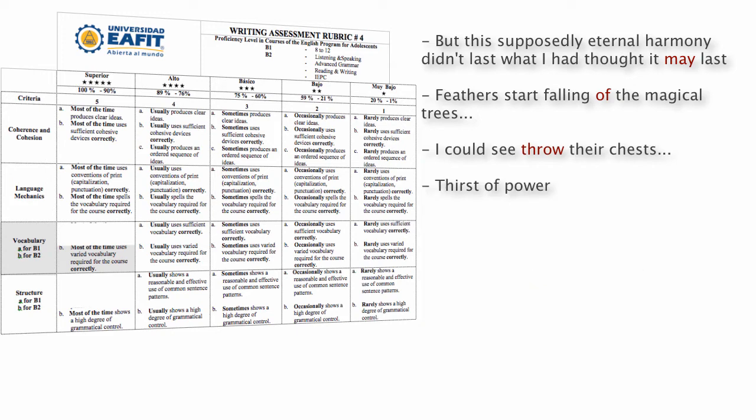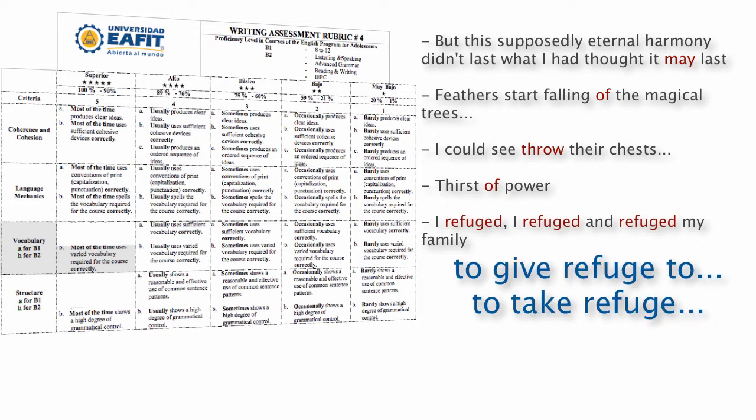"Thirst of power." We say thirst for power and not thirst of power. "I refuged, and refuged my family." The correct forms to use the word refuge are to give refuge to or to take refuge.